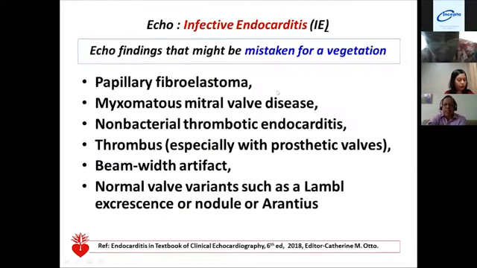Now, what are the structures that can be mistaken for vegetations? These are the differential diagnosis of the vegetations. One is the papillary fibroelastoma, myxomatous mitral valve disease, non-bacterial thrombotic endocarditis, thrombus, beam width artifact, normal valve variants such as Lambl's excrescence or nodule of Arantius.